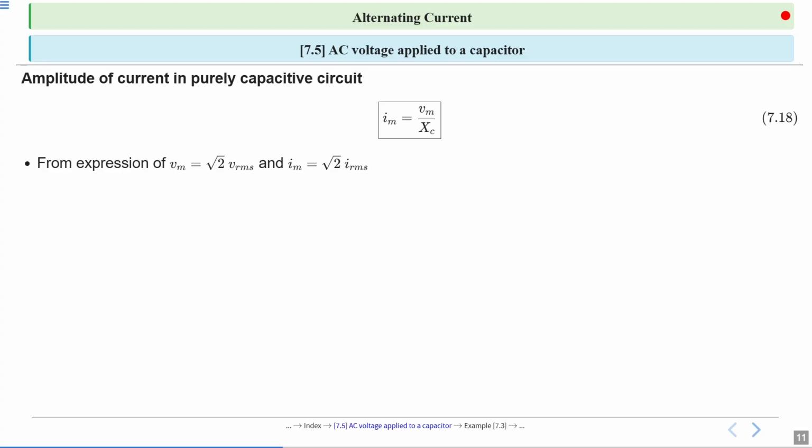We can write this expression in terms of RMS values also. From Vm equal to root 2 Vrms and Im equal to root 2 Irms, put these in. Root 2 from both sides will cancel out, so it becomes Irms equal to Vrms upon Xc. Got it?